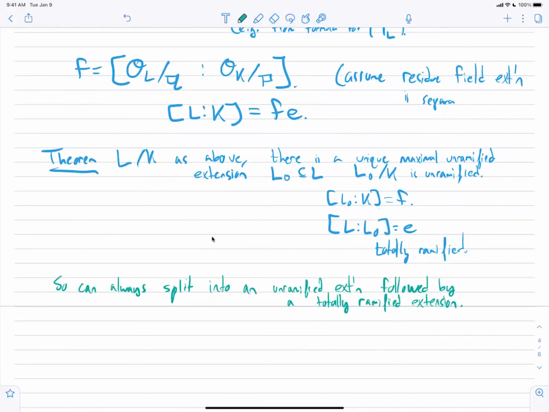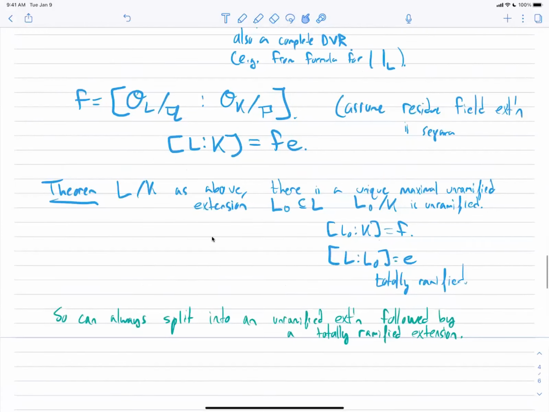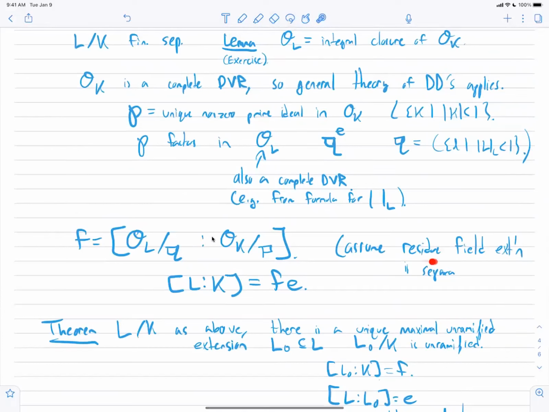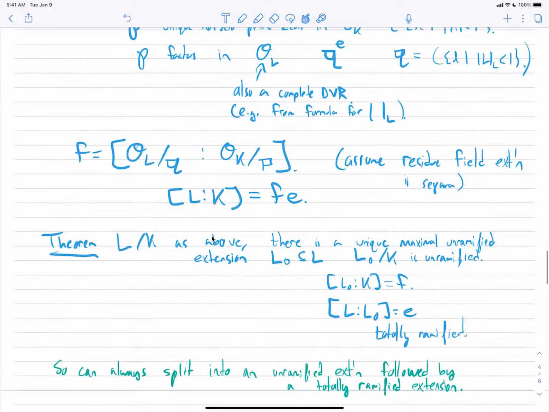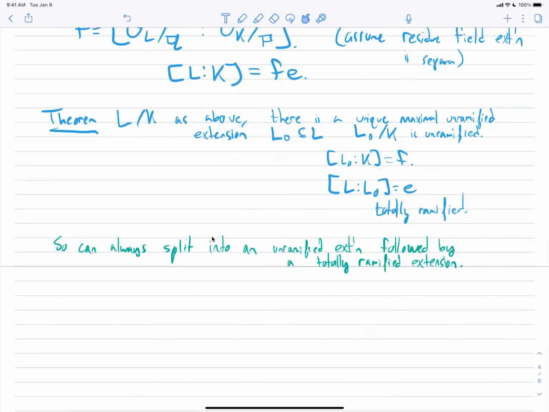Okay, so this gives you some nice structure to extensions of discretely valued non-Archimedean fields, because you can always split them into an unramified extension followed by a totally ramified extension. Excuse me. And I should say, about the condition I put in, assuming the residue field extension is separable: in the most important case, when K is Q_p, the residue field is a finite field, and that's perfect. So all extensions will be separable, and so this will never come up. So I should have said we can basically ignore that.